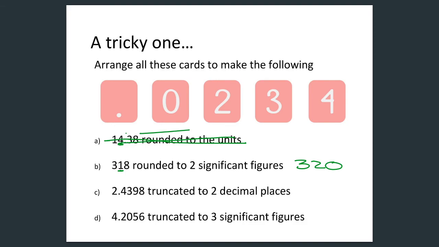2.4398 truncated to 2 decimal places. So this is the second decimal place. We're getting rid of the rest of that. So 2.43. And 4.2056 truncated to 3 significant figures. So 1, 2, 3 significant figures. Get rid of that. So 4.20. Don't forget, it wants the 3 significant figures, so you're going to give it to them.